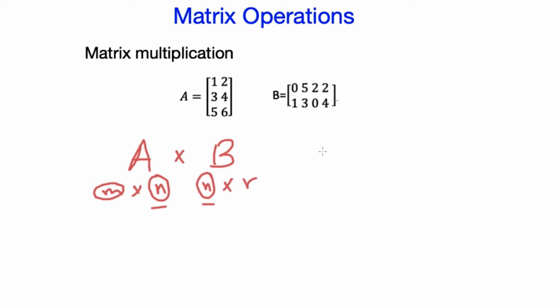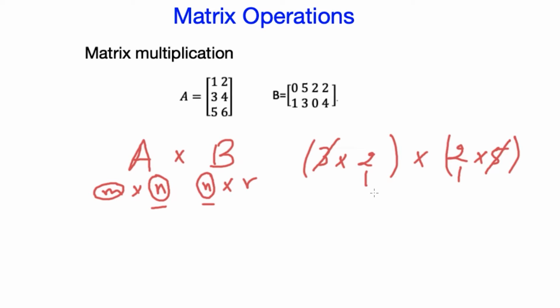For example, a 3 by 2 matrix can be multiplied with a 2 by 5 matrix. For us, these outer numbers aren't important. The most important are these two numbers, which must be equal. So this is how we first check if the matrix multiplication is defined or not. And matrix multiplication isn't commutative, so AB does not always equal BA.